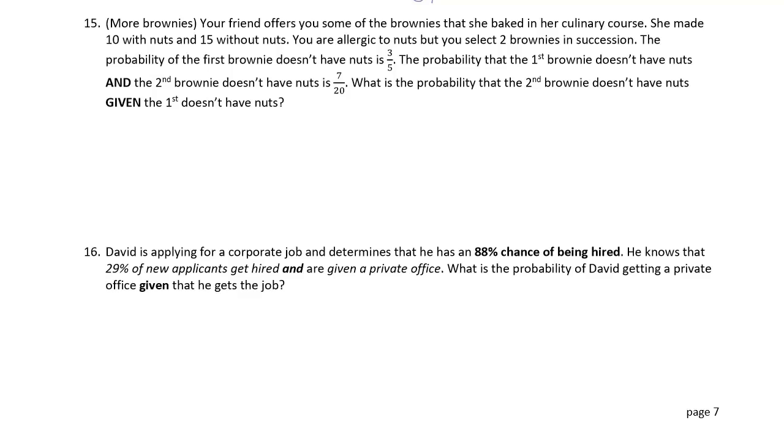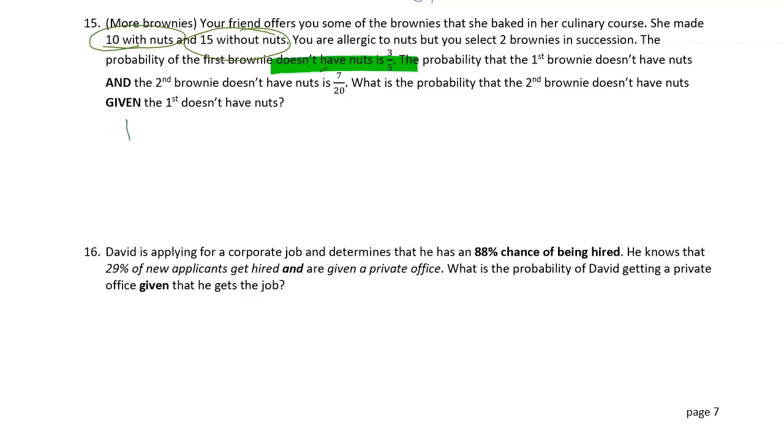Your friend offers you a brownie that she's made in one of her classes. She has 10 with nuts, 15 without nuts. We are going to remove 2 brownies in succession. So our sample space is changing when we remove that first one, which tells us we're dealing with dependent events. Maybe we're going towards a conditional probability type question. The probability that the first brownie doesn't have nuts is 3/5.